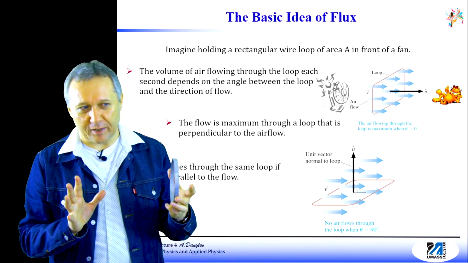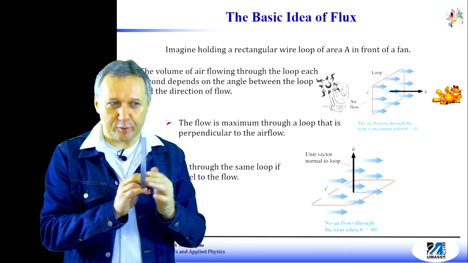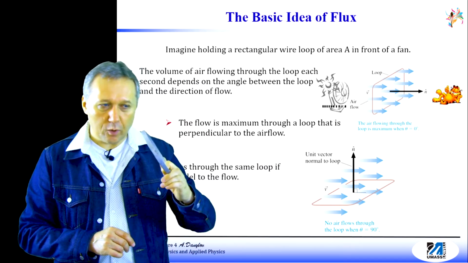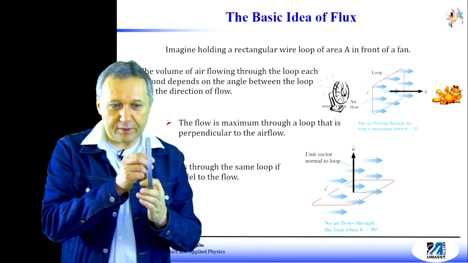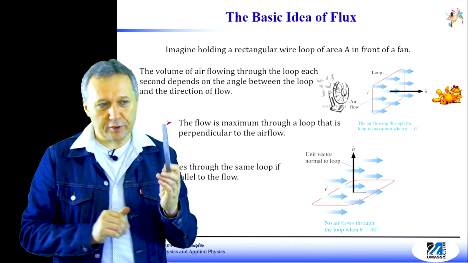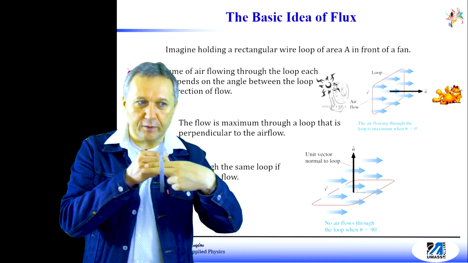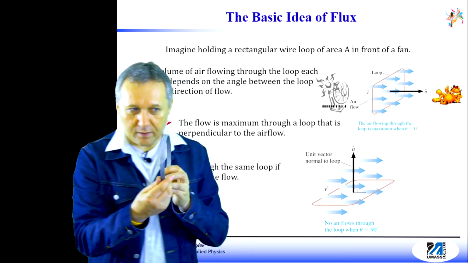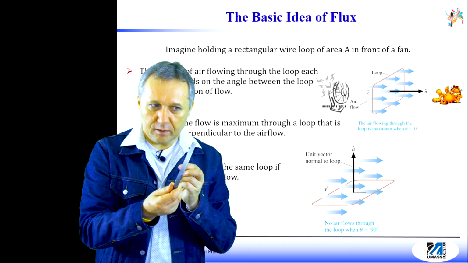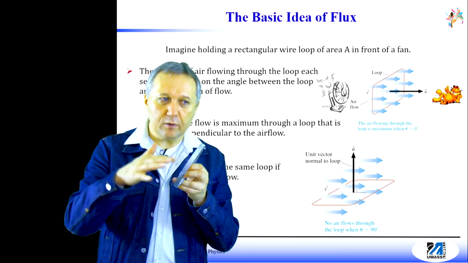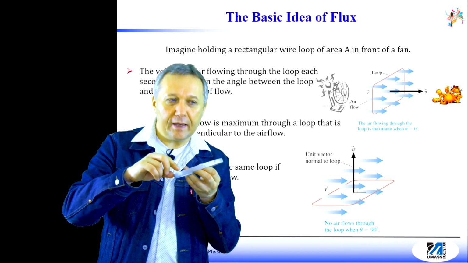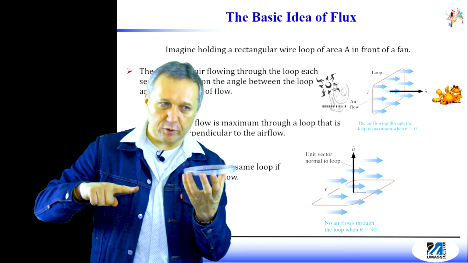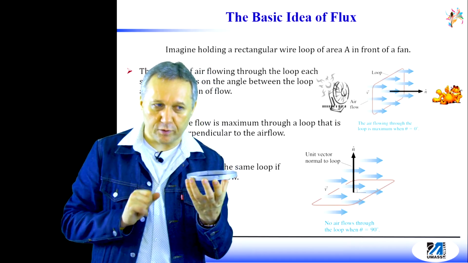Then the last parameter. Of course, the amount of air crossing the surface also depends on the orientation of this loop. If I position the loop like this, vertical, and air flows this way, in this case I will have the largest amount of air crossing the surface. But once I start tilting it, the amount of air starts going down, becomes smaller and smaller. And when my loop is horizontal, molecules will fly parallel to the surface of the loop, and none of them will be able to cross this loop.